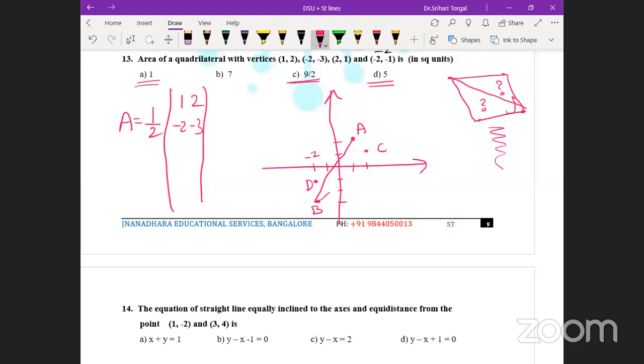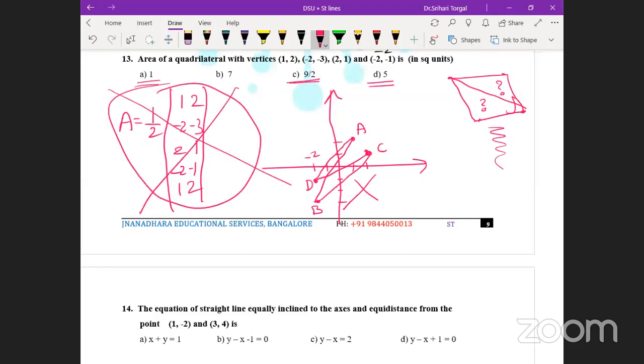2, 1. And if you write D, that is -2, -1. Then A, you have to write A again because it has to close, right? And this is not a quadrilateral. If you write like this, this is wrong, because you are finding the area of this diagram. This is not a quadrilateral.